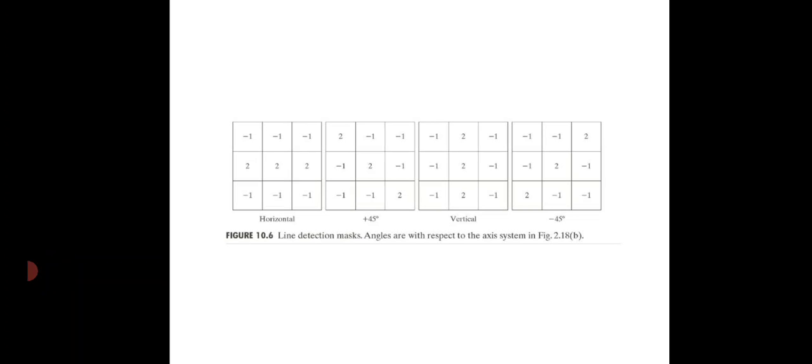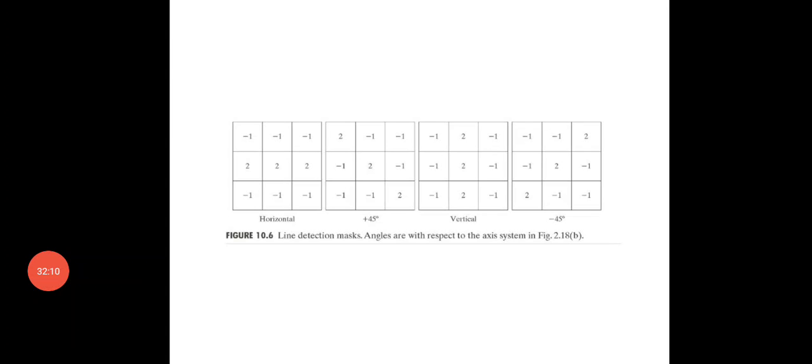A similar experiment would reveal that the second mask responds best to lines oriented at plus 45 degrees, the third mask to vertical lines, and the fourth mask to lines at minus 45 degrees. The preferred direction of each mask is weighted with a larger coefficient, that is 2, than other possible directions. The coefficients in each mask sum to 0, indicating a 0 response in an area of constant intensity. Let R1, R2, R3 and R4 denote the responses of the masks in the figure from left to right, where the Rs are given by the equation.